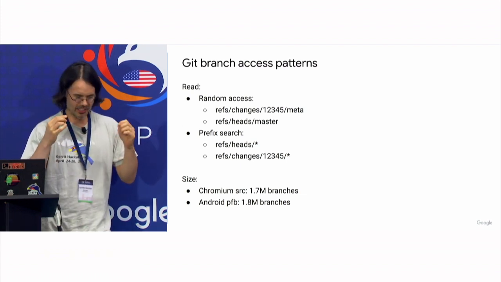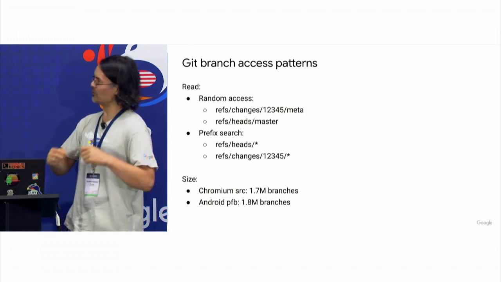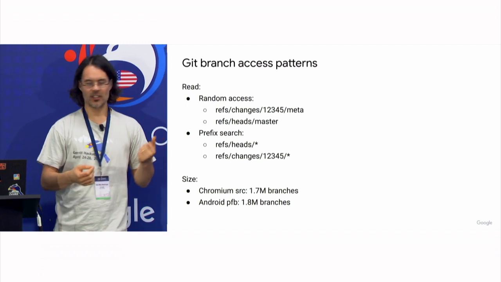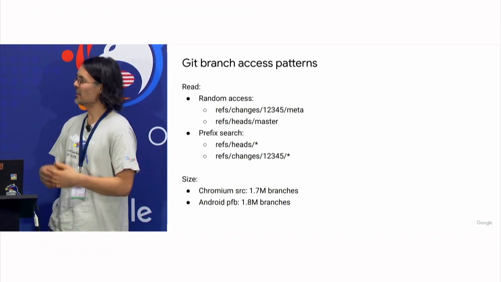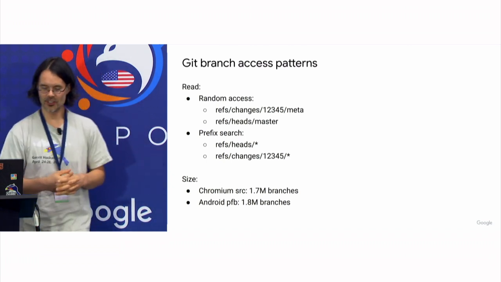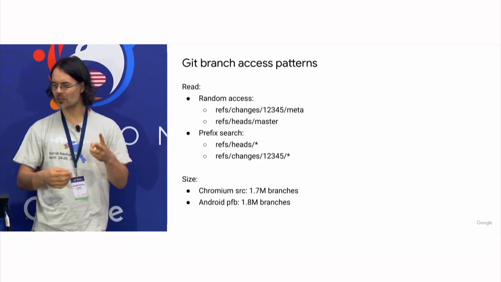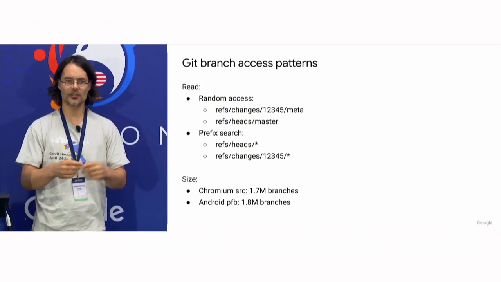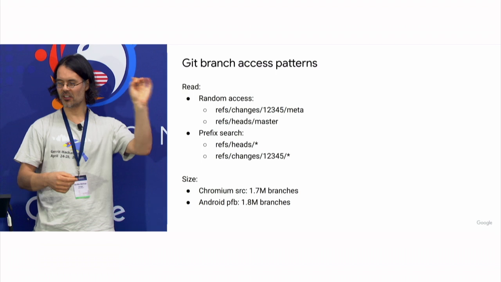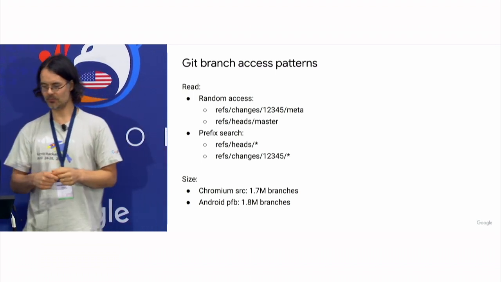So in order to understand why this is a difficult problem, we first have to look at how Git branches are accessed, and then we'll look at how they're really stored, and we'll see that there's something wrong here. There are two types of access for Git branches. First of all, if you know exactly what you're looking for, you say, this is the branch name, give me the data for that branch. So that's random access, basically.